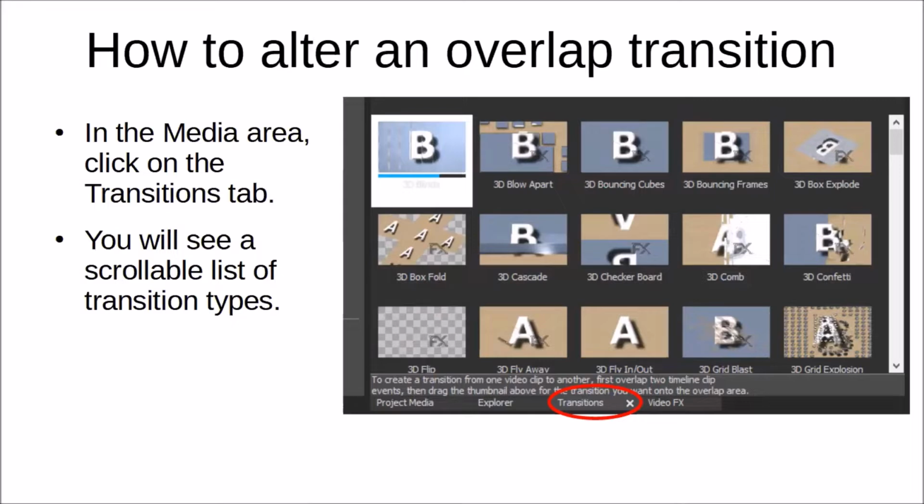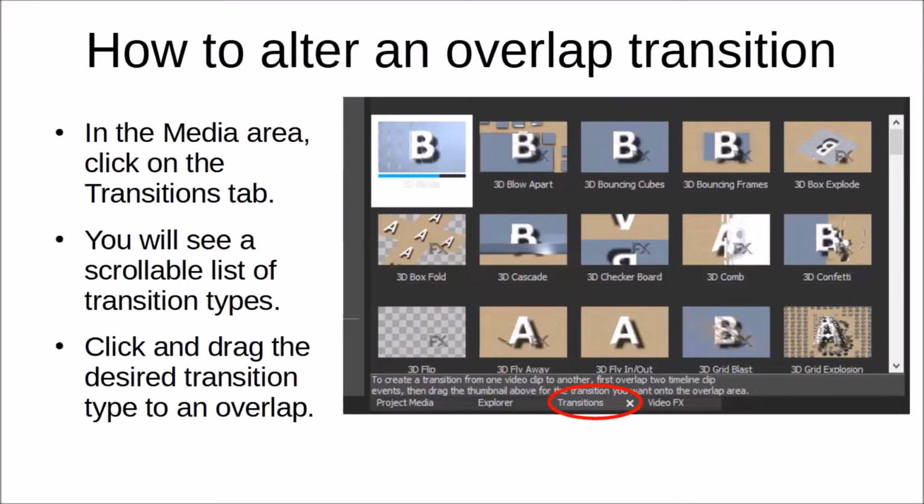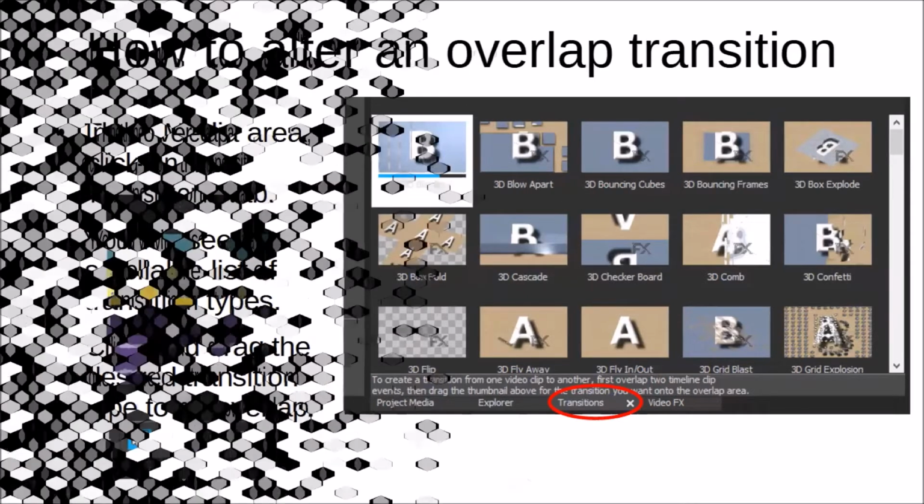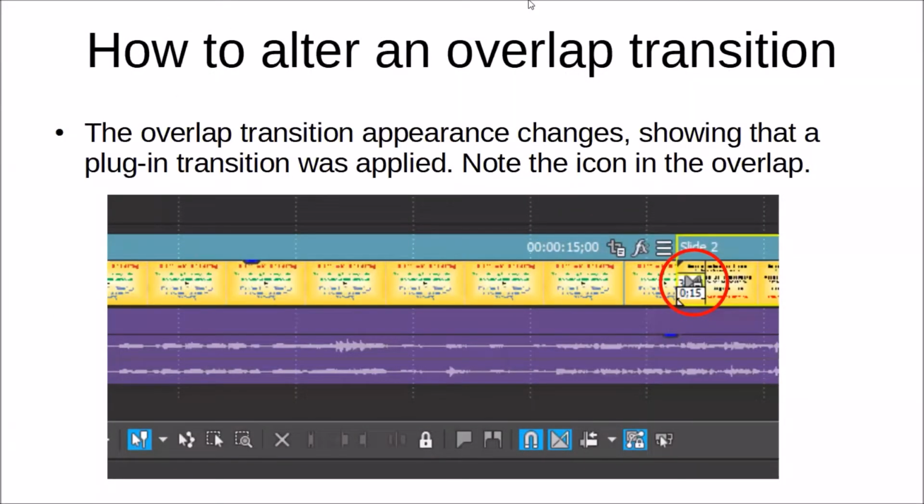When you click on one, the video editor will show you an animation of what it looks like. In this case, I clicked on 3D blinds. Once you have chosen one of these transitions, you simply click and drag it to an overlap in the video track. That applies it. It looks different in the timeline when you apply it. It doesn't just show the duration of the overlap. It also shows that you have applied a custom transition.